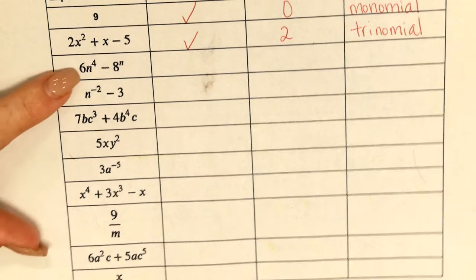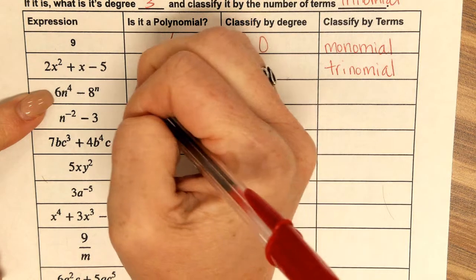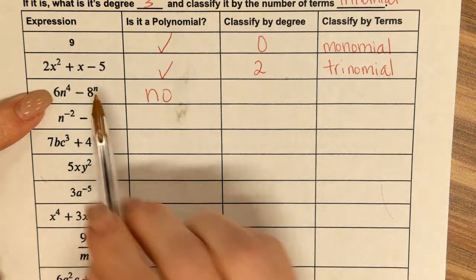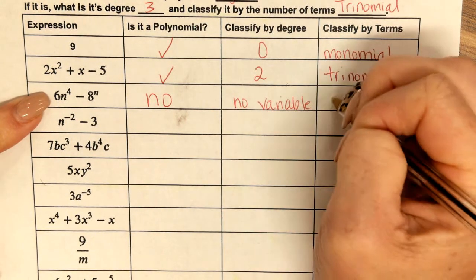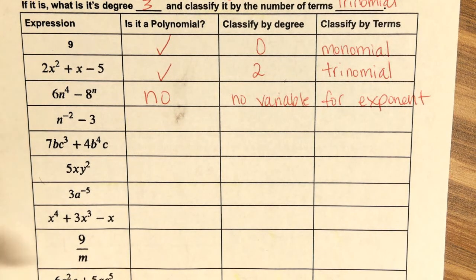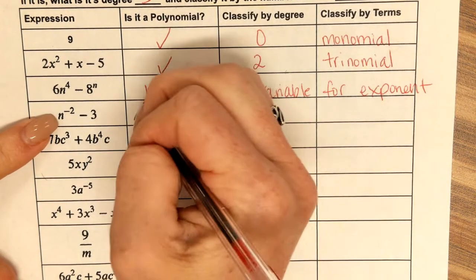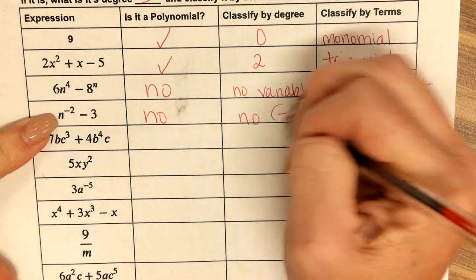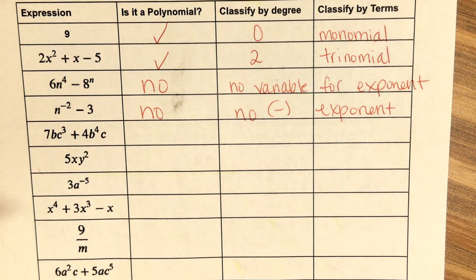Okay, the next one. I don't know if we forgot to write this or not. Is it a polynomial? No. The reason, you cannot have a variable for an exponent. So no variable for exponent. How about this one? No. Why not? Because it's a negative exponent. To be considered a polynomial, you cannot have a negative exponent.